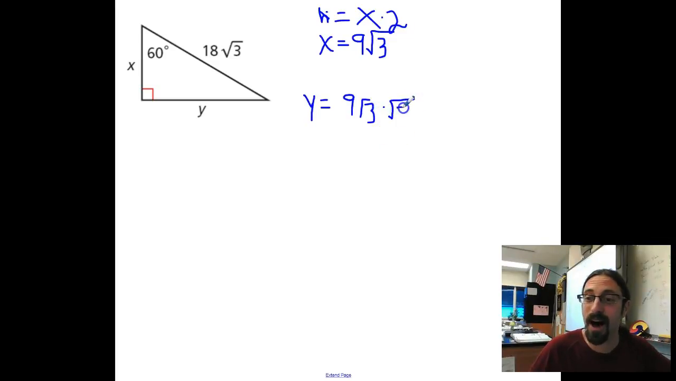It's pretty cool. Times the square root of 3. Square root of 3 times the square root of 3 is? Right, very good, Tyler, 3. So now it's a simple matter of what's 9 times 3, and that's 27.